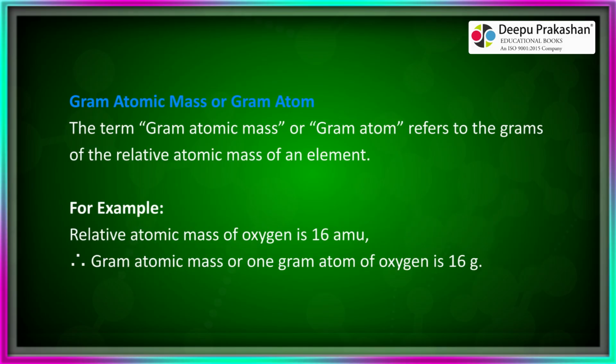Gram atomic mass or gram atom. The term gram atomic mass or gram atom refers to the grams of the relative atomic mass of an element. For example, relative atomic mass of oxygen is 16 amu. Gram atomic mass, or 1 gram atom, of oxygen is 16 gram.